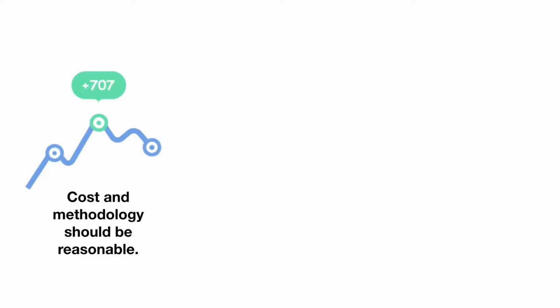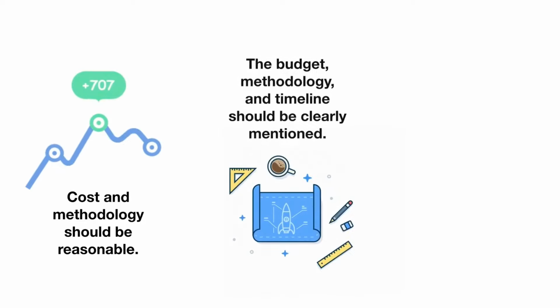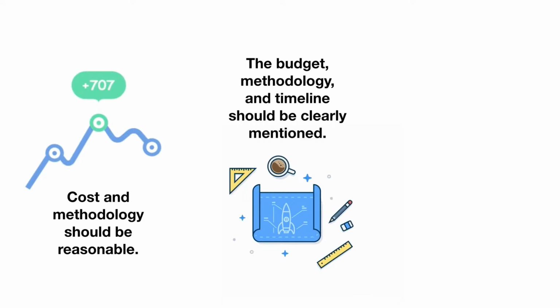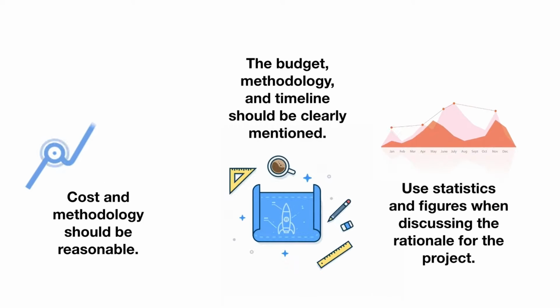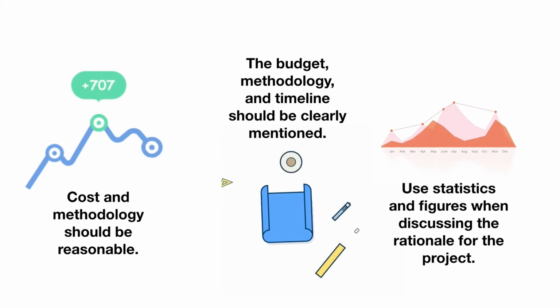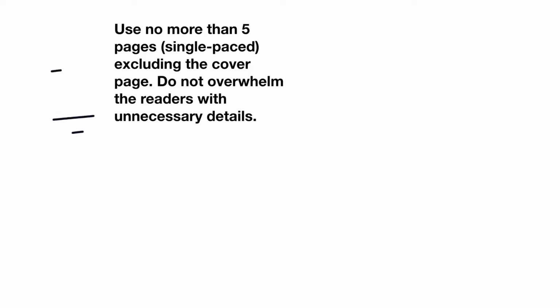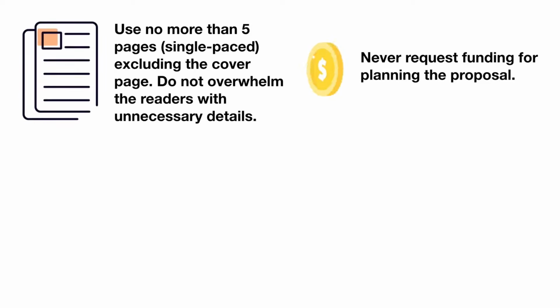Guidelines in writing a concept paper. 1. Cost and methodology should be reasonable. 2. The budget, methodology, and timeline should be clearly mentioned. 3. Use statistics and figures when discussing the rationale for the project. 4. Use no more than 5 pages, single-spaced, excluding the cover page. Do not overwhelm the readers with unnecessary details.